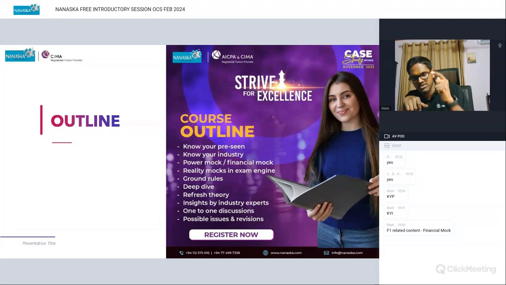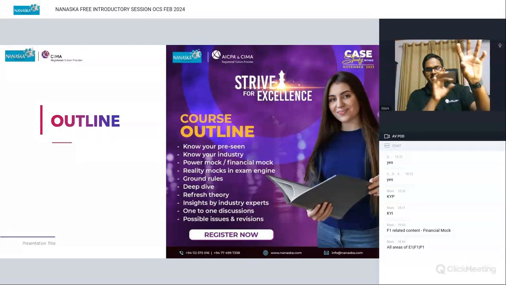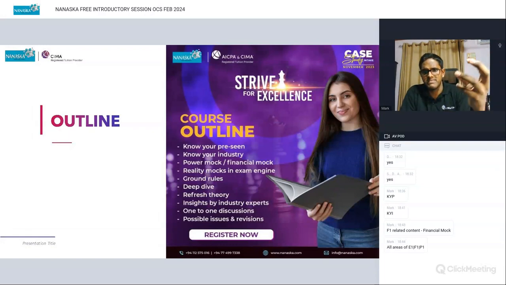Then we give you the power mock. Now, the power mock covers all areas of E1, F1, and P1. The key areas where the examiner could test from E1, F1, P1 are covered under the power mock. It's segregated subject-wise and topic-wise. For example, if you say budgeting in P1, what are the possible questions and the general guidelines and the answer points that have to be included when you are writing the answer? For example, let's say it's budgeting.